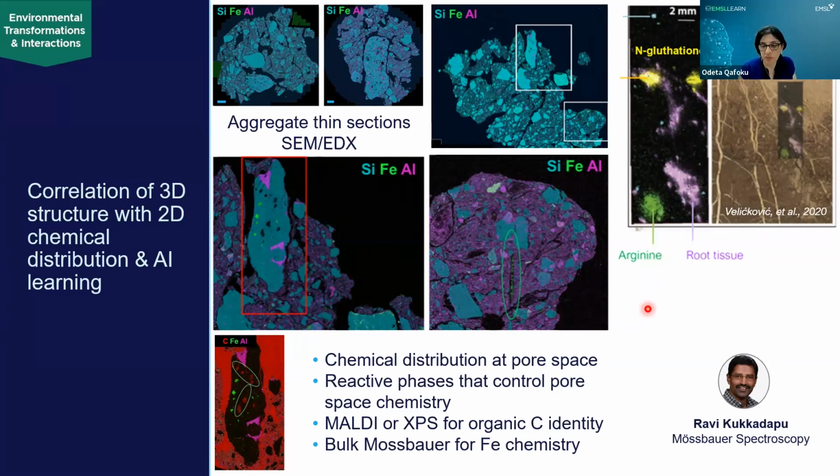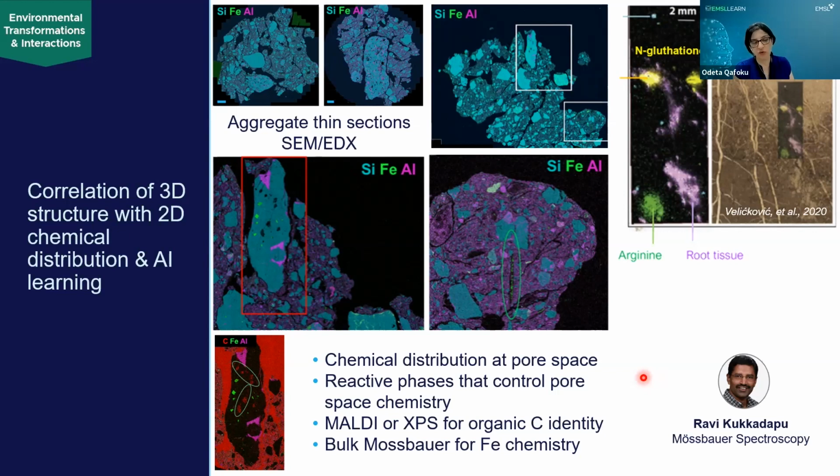I will also mention very briefly that if you are interested in the iron chemistry, please consider adding Mössbauer spectroscopy as a capability that can be attached to the highlighted capabilities, as it can give some great information about the iron chemistry in the sample of interest. For that, please contact Ravi Kukadapu.